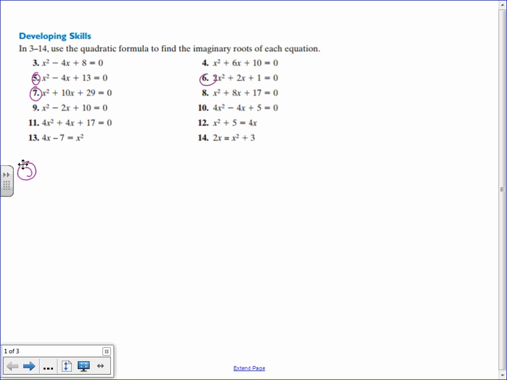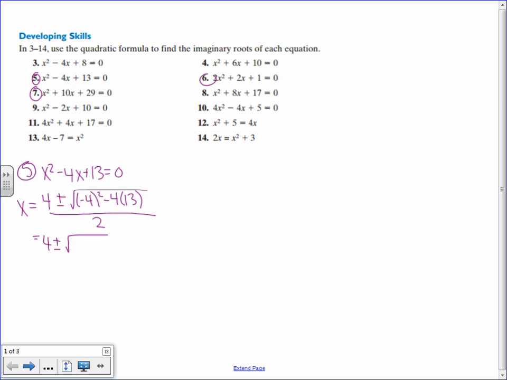So here we go. Number 5. We've got x squared minus 4x plus 13 equals 0. Quadratic formula: x equals negative b plus or minus the square root of b squared. Remember, the negative is in the parentheses. It is also being squared. B squared minus 4, a is 1, c, all over 2a.